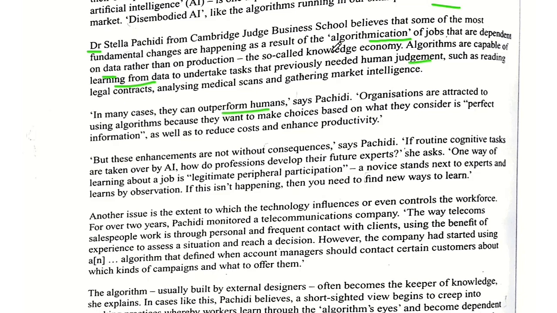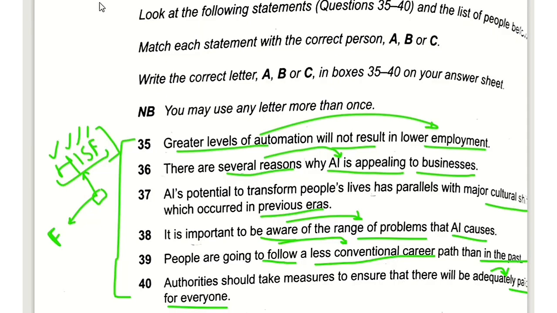In many cases, they can offer from human-sourced data. Organizations, here they're telling organizations are attracted to using algorithms. They want to make choices based on what they consider as perfect information, as well as reduce the cost and enhance productivity. We've clearly seen that. So in the paragraph, they clearly mentioned about the business and why AI is appealing to business. So the answer is A.